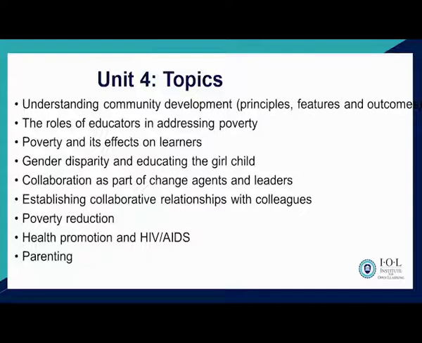Collaboration as part of change agents and leaders. Establishing collaborative relationship with colleagues. Poverty reduction, health promotion and HIV and AIDS, and parenting. You have to know the definition of community and community development.